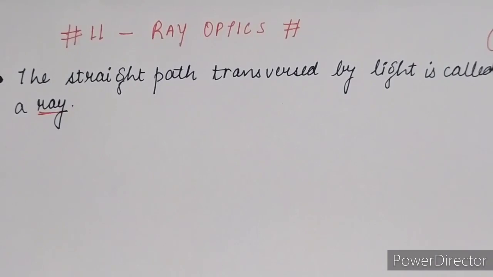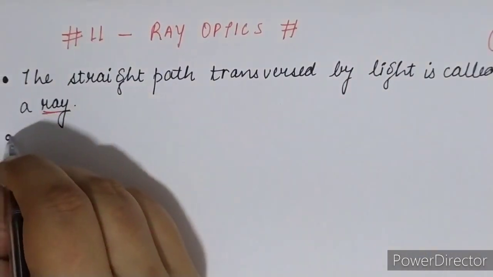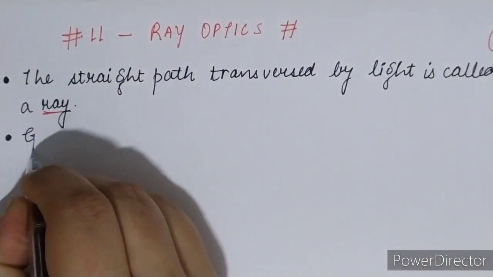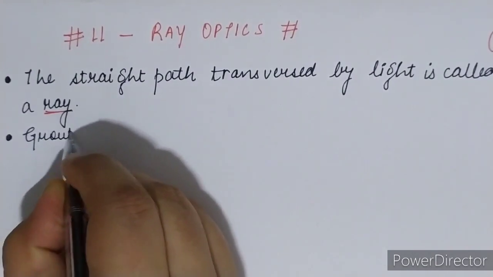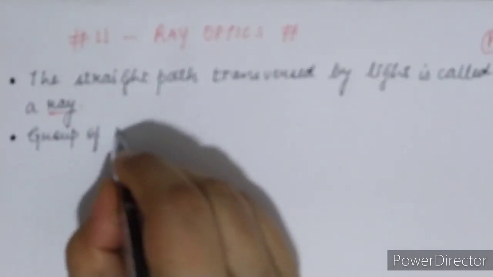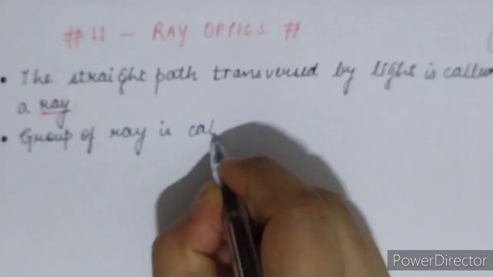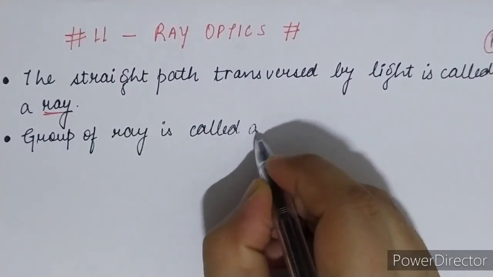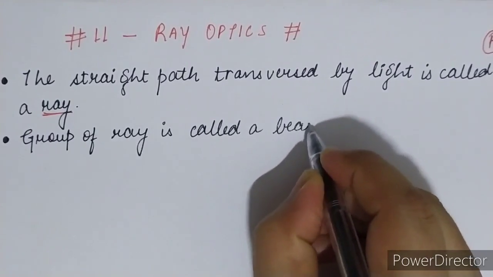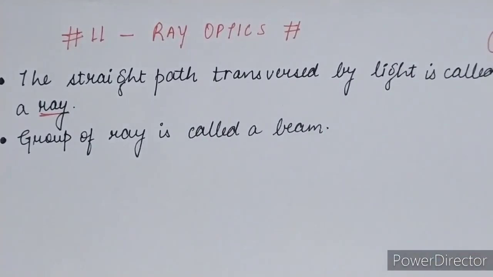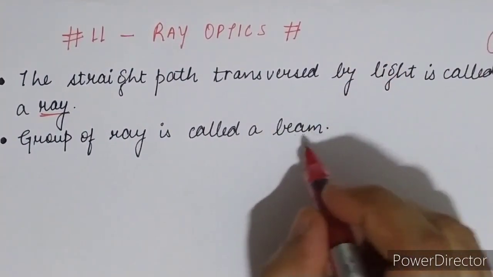The second one: a group of rays is called a beam. A group of rays is called a beam.